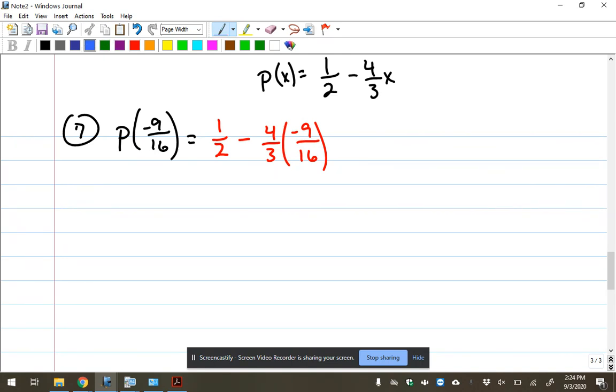You could do that with a calculator, but you don't have to have a calculator to do it. I'm going to do it without it. 4 goes into itself once, and into 16 4 times. 3 goes into itself once, and into 9 3 times. So that's going to be 1/2 plus 3/4. It turns to a plus because we had a negative times a negative. This is a minus sign on the 4/3. And then we're going to add those together. I know 1/2 is 2/4. 2/4 and 3/4 would be 5/4.